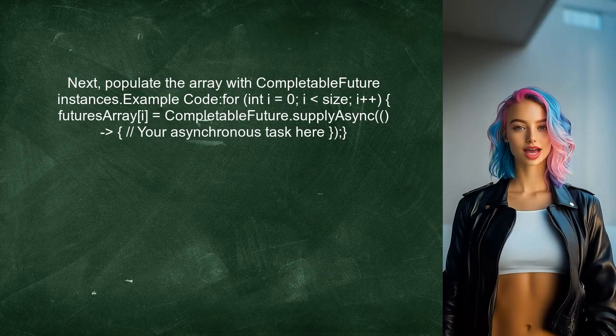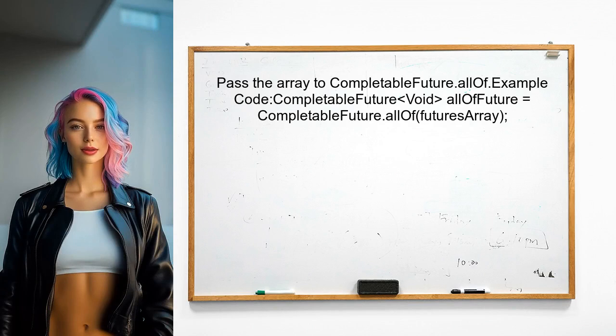Next, the user should populate this array with CompletableFuture instances. This can be done in a loop where each CompletableFuture is assigned to an index in the array. Now the user can pass this array directly to the CompletableFuture.allOf method. This method will synchronize all the threads represented by the CompletableFuture objects in the array.